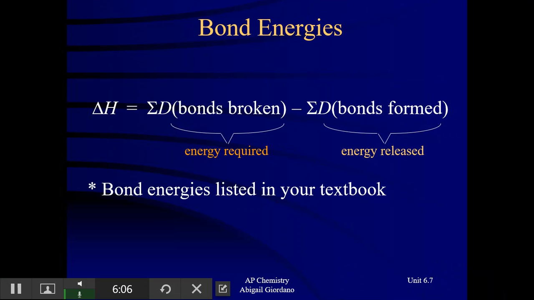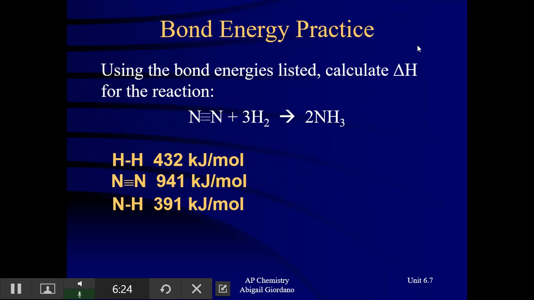You do not have to memorize any bond energies. In an AP question, they would always be given to you. If you look in your textbooks, you'll also find a huge chart that lists all the different bond energies that are typically used in calculations. So nothing to memorize. So let's look at a sample question.